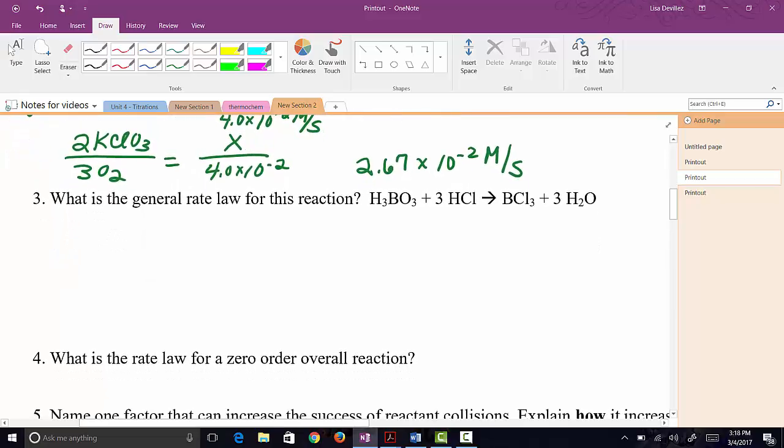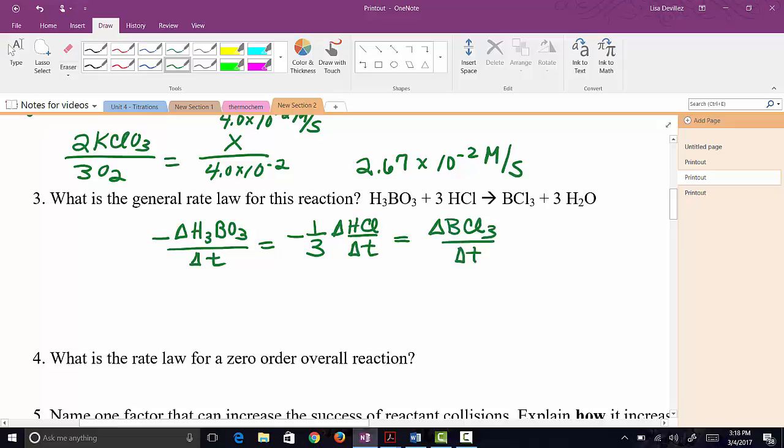Okay. And again, here we have our what is the general rate law. And again, if they're not giving you data, they're wanting that relative rate expression. So this would be minus delta H3BO3 delta T is equal to minus 1/3 delta HCl delta T is equal to change in the boron trichloride delta T, which is equal to 1/3 the change in the water delta T.